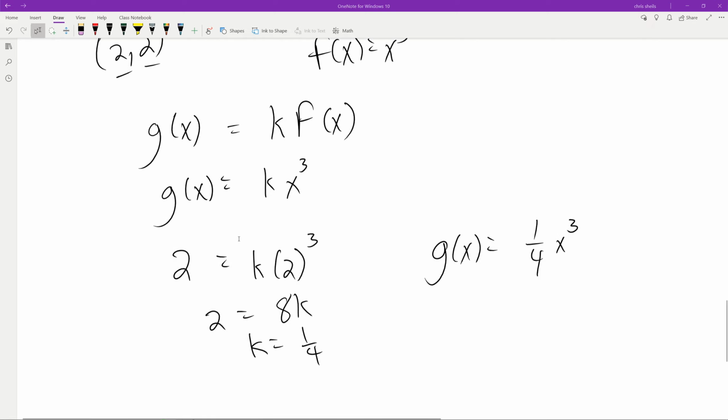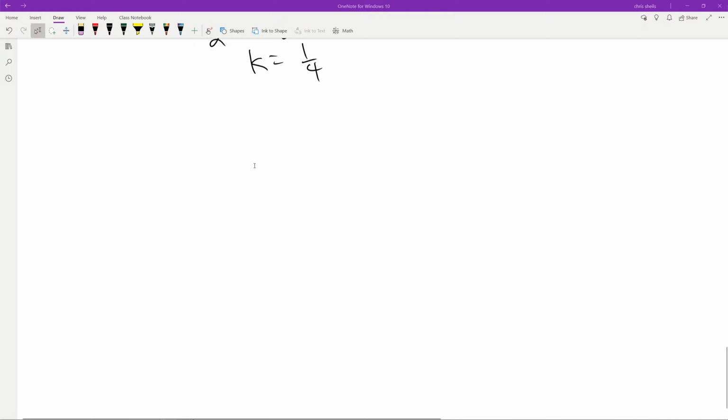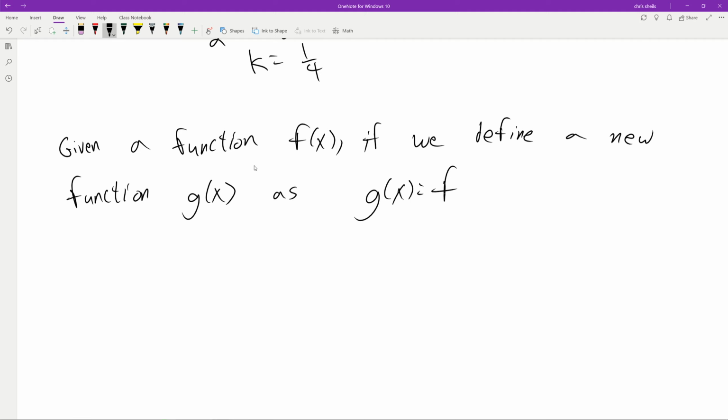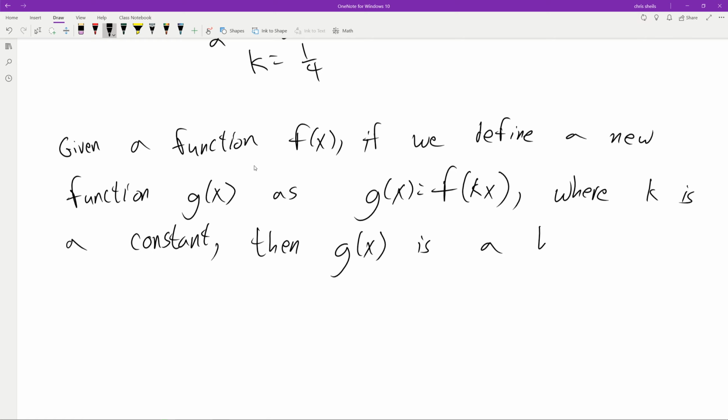Now let's get some definitions for horizontal stretches and compressions. Given a function f of x, if we define a new function g of x as g of x equals f of k times x, where k is a constant, then g of x is a horizontal stretch or compression of the function f of x.